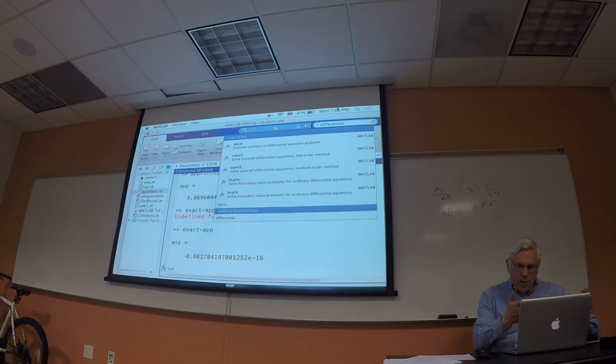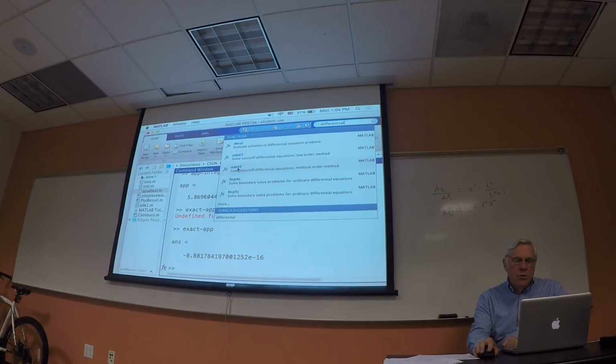Okay, and there's already a whole bunch that comes up. Okay, evaluate solution of a differential equation problem. Solve non-stiff. The ODE45 is basically what you should always try first when you do solutions to differential equations with MATLAB. So let's just look at the documentation for that.